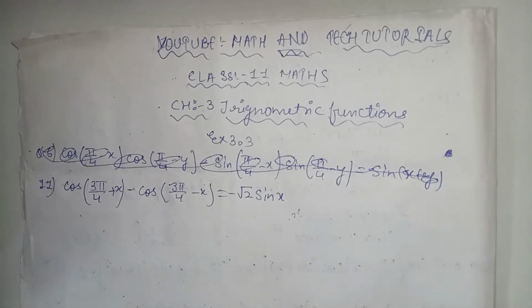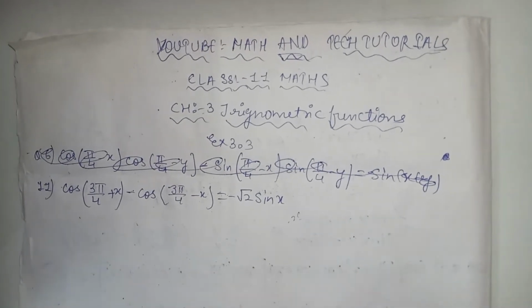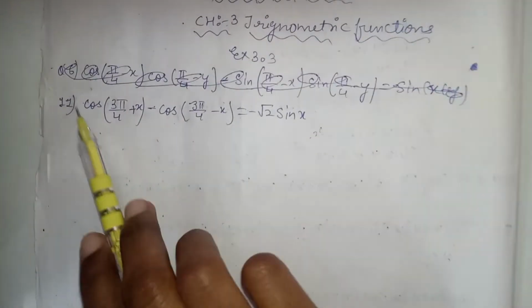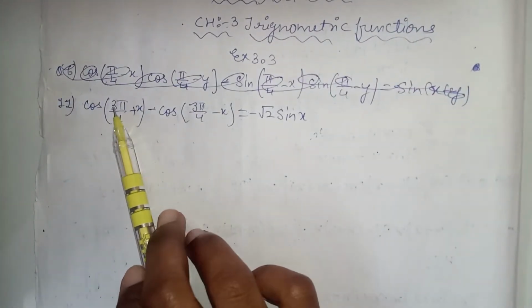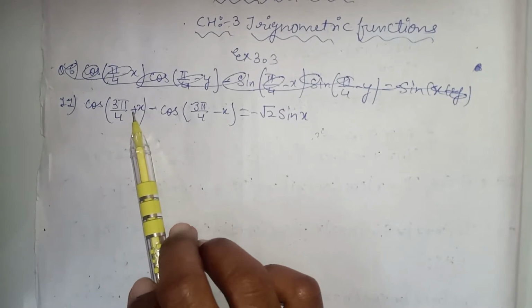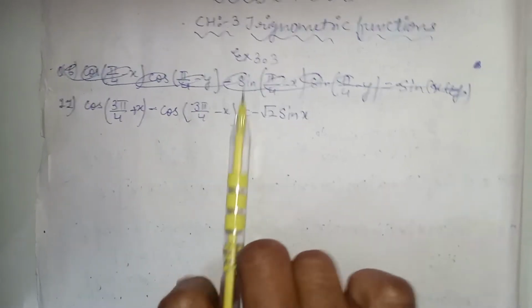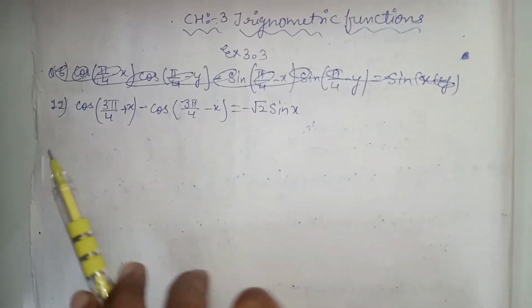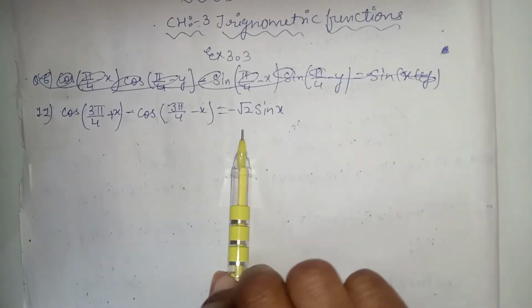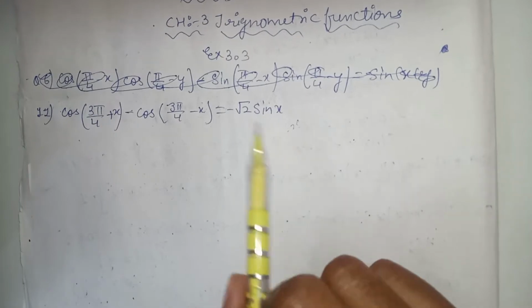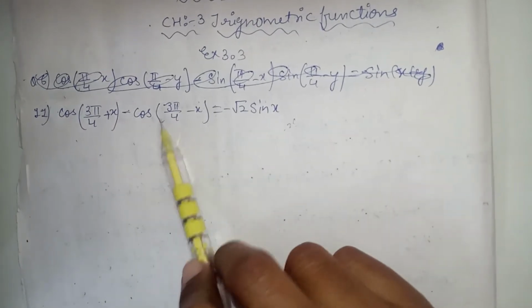Okay, now let's start. Question number 11. The 11th question is cos(3π/4 + x) minus cos(3π/4 − x) is equal to minus root 2 sin x. That is, we have to solve this and get minus root 2 sin x. So how do we do it? First, let us take the left hand side.